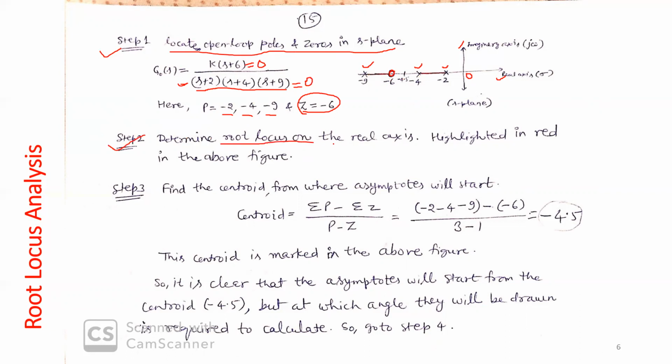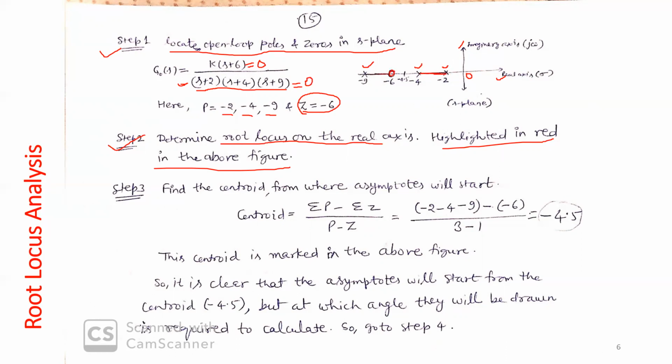Determine the root locus on the real axis, highlighted in red in the above figure. Okay, so the root locus on that axis. As I told you, look, the first point is this -2. On the right hand side of -2, is there any point? No point. So there is no root locus. Come to -4. Look on the right hand side of -4. How many points are there? Only one point is there, -2. Okay. So 1 is an odd number. So there will be some root locus between -2 and -4.